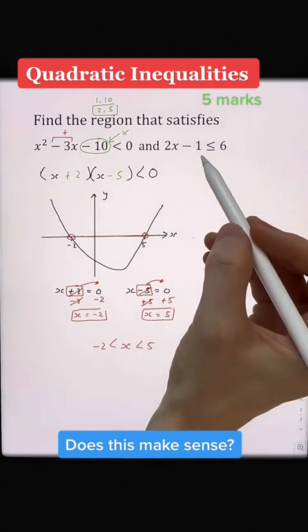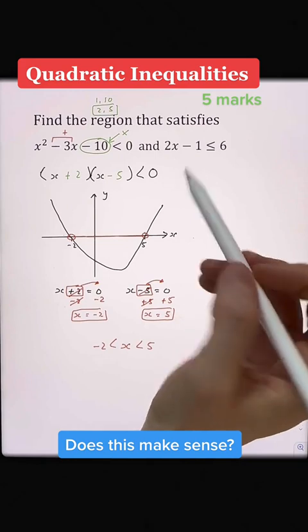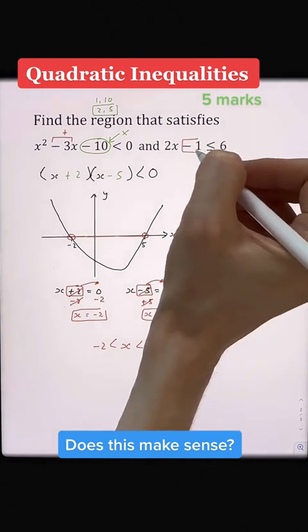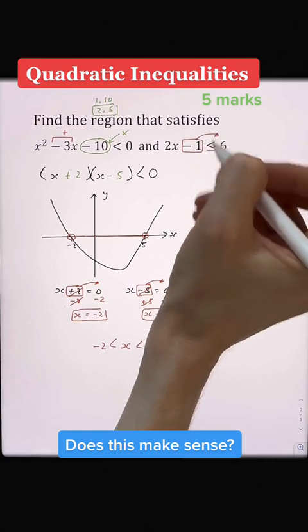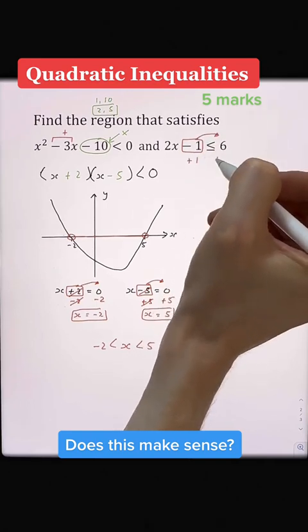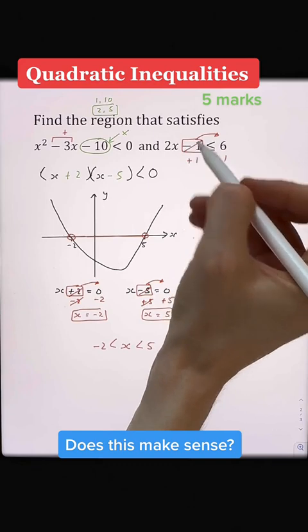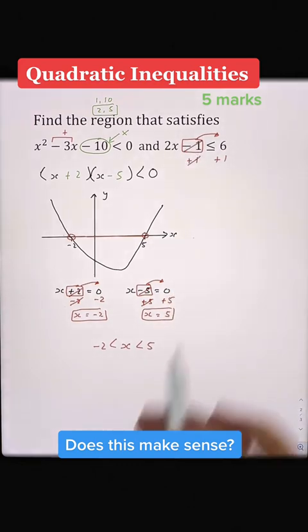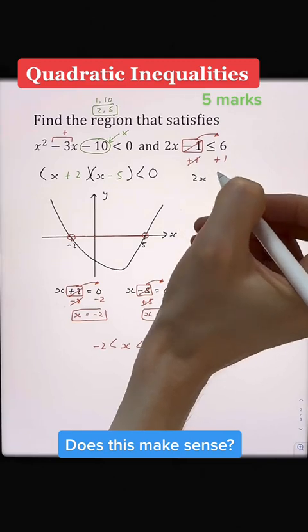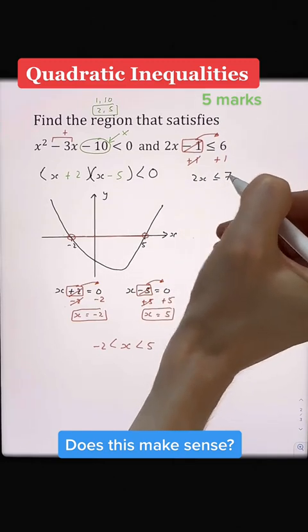Now, solving my linear inequality, as I want to get x by itself, I know my first step is to eliminate the negative 1 by doing the opposite. The opposite of minus 1 is to add 1 to both sides. On the left-hand side, negative 1 add 1 will cancel to leave us with 2x. On the right-hand side, 6 add 1 gives us 7.